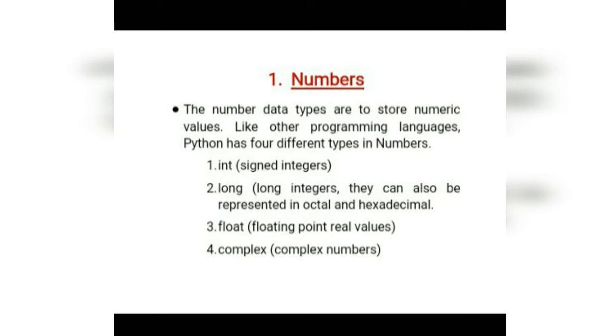The float stores the signed floating point real values, while the complex number consists of an ordered pair of real floating point numbers, which is denoted by x plus yj, where x and y are real numbers while j is an imaginary unit. Now let's have some examples.